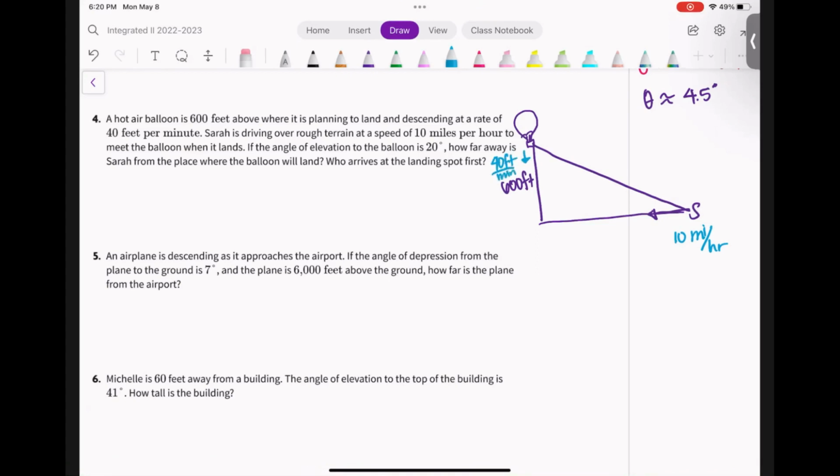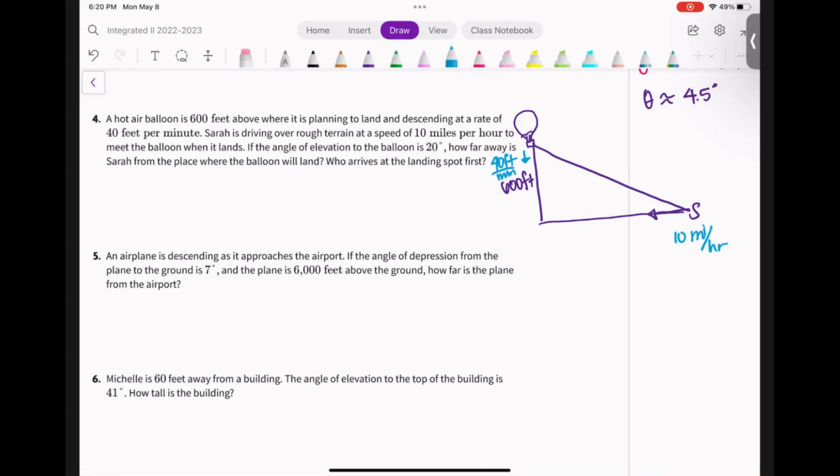Okay, they're already messing with you because you've got so many different units of measure, right? So make sure that you bring everybody to the same unit. Otherwise, it's going to give you an answer and that answer is going to be wrong. Okay.